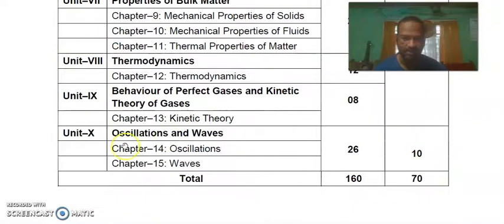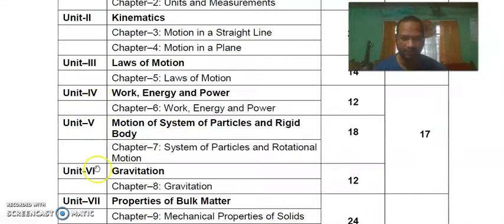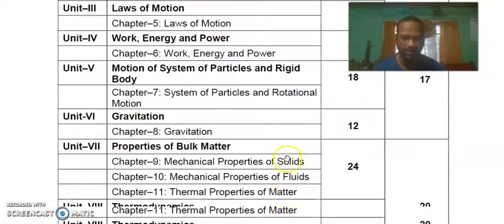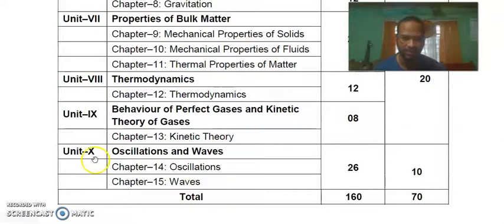And this is the last unit, Unit 10. It contains 26 periods, so this part is slightly larger, and it contains 2 chapters, chapters 14 and 15, oscillations and waves. It contains 10 marks. So ultimately you can see that 23 marks come from Units 1, 2 and 3, 17 marks from Units 4, 5 and 6, 20 marks from Units 7, 8 and 9, and finally Unit 10 contains 10 marks. The total is 160 periods, so we have to finish the course within this period, and the total marks are 70.